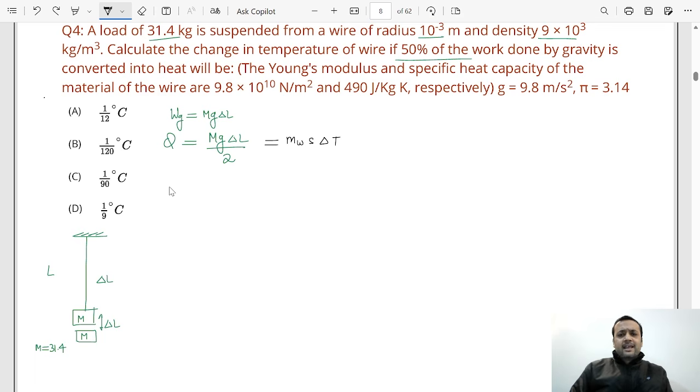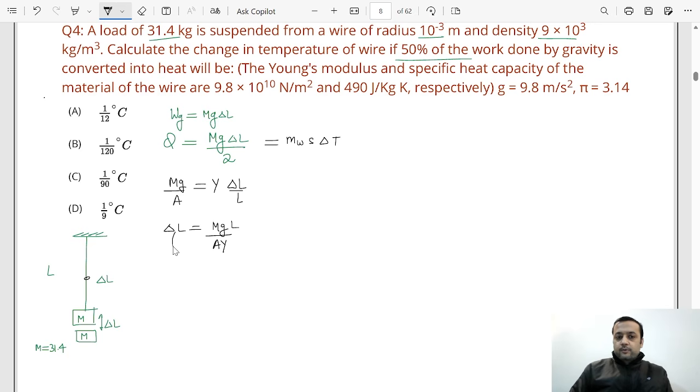Okay, how will we find delta L? That we can find using the Young's modulus formula. So look, what is the stress generated in the wire? That will be mg upon the cross sectional area, which is, let us say, A. So mg upon the cross sectional area, which is the stress, will be equal to Young's modulus into delta L by L. So that means what is the value of delta L? That is mgL upon AY. That is the value of delta L.